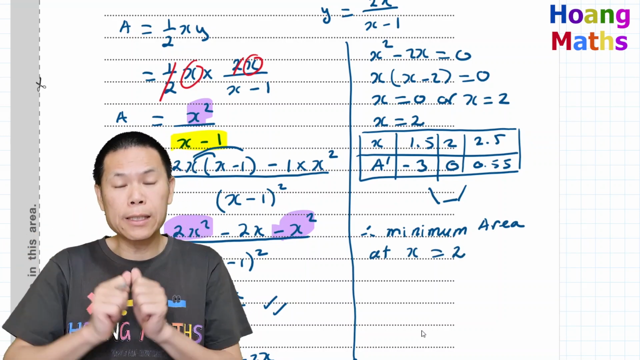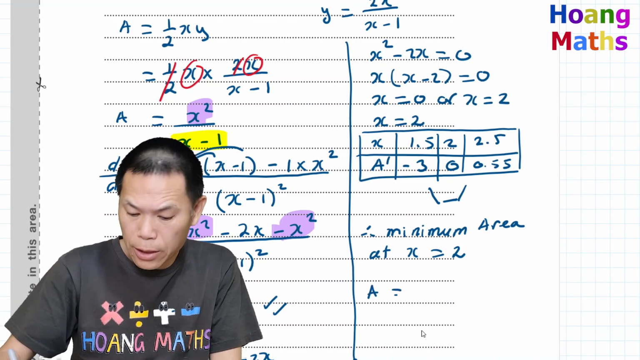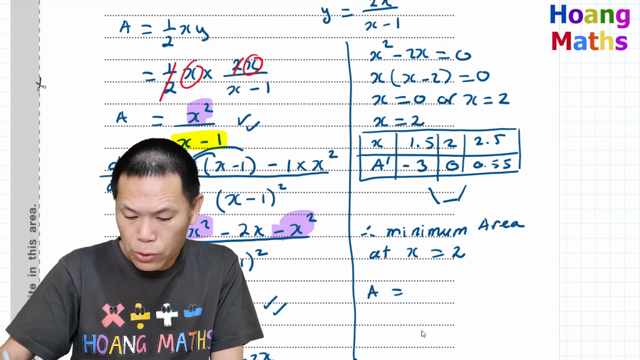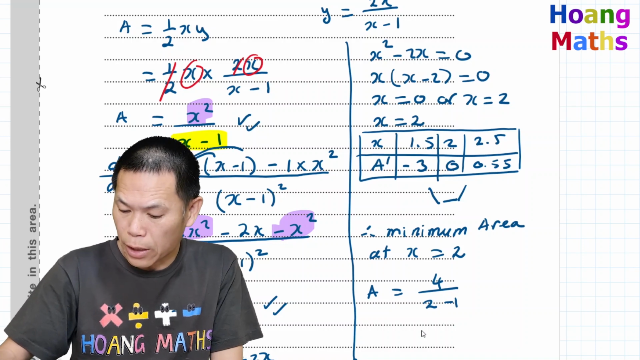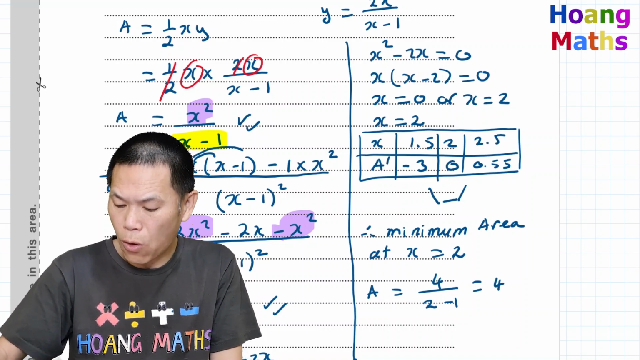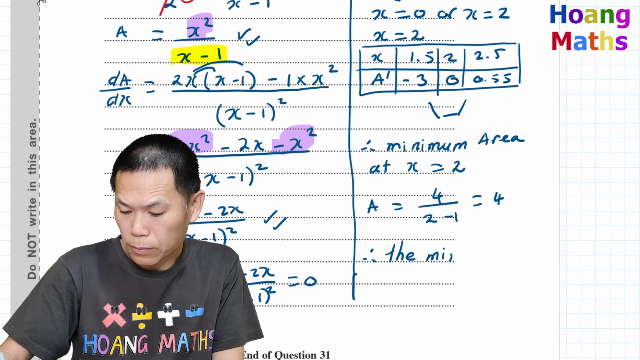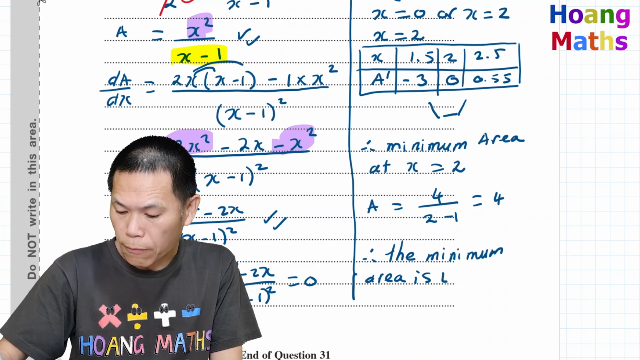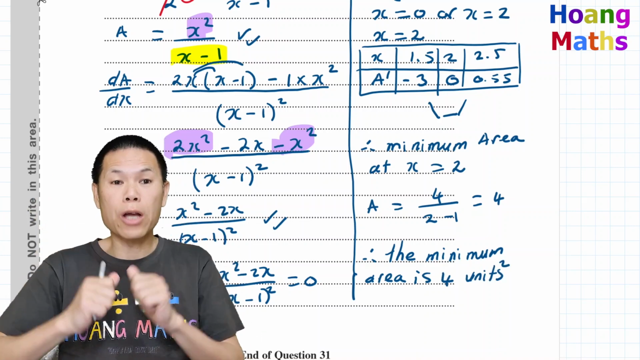So when x is equal to 2, the area A is equal to, that's the area of the triangle, 2 squared is 4, over 2 minus 1. So that gives me 4 over 1, which is 4. So therefore the minimum area is 4 square units. There you go.